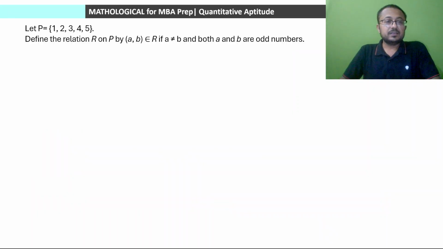The first question: let P be a set containing elements 1, 2, 3, 4, and 5, and we have to define the relation R on P by (A, B) is an element of R if A is not equal to B and both A and B are odd numbers. So relation R is on P, that implies that relation R is from set P to set P itself. So 1, 2, 3, 4, and 5 are the elements of set P.